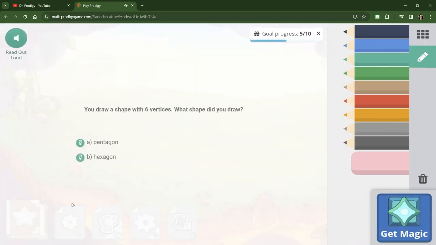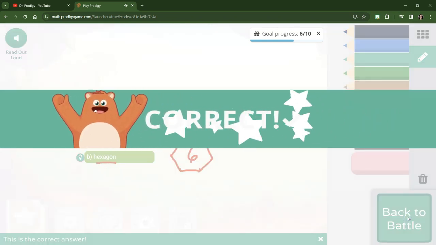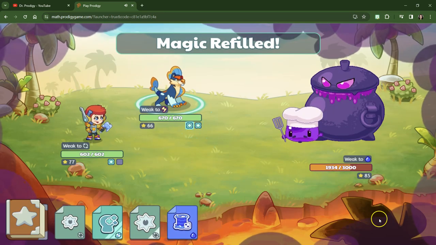Draw a shape with six vertices. 1, 2, 3, 4, 5, 6. Six vertices is a hexagon. A pentagon has five. Oh, we're almost gonna get our Arctic fox.